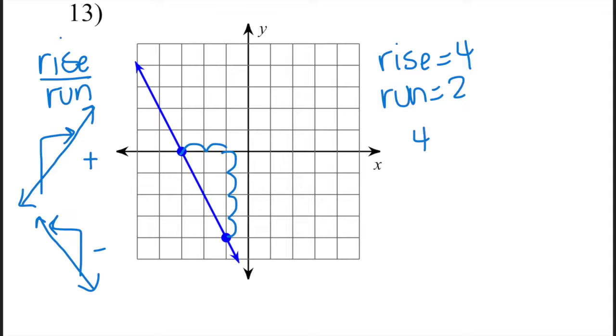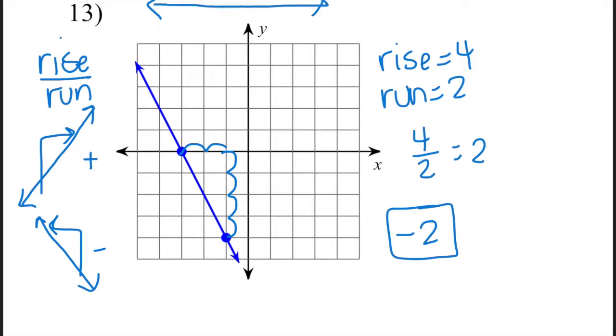So 4 over 2 is 2, but this is a negative slope, so negative 2 is your slope. All right. You can also think about a number line. If you go to the right, it's positive. If you go to the left, it's negative. So I went up and left. So really the 2 would be a negative 2, and that's how I get my final negative answer, okay?